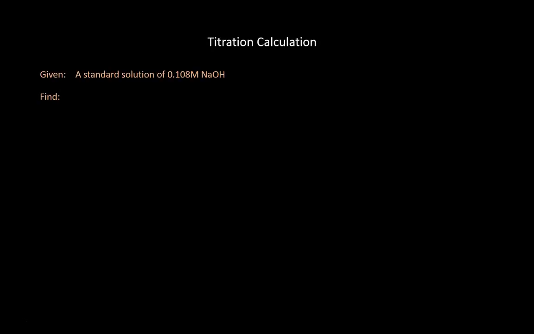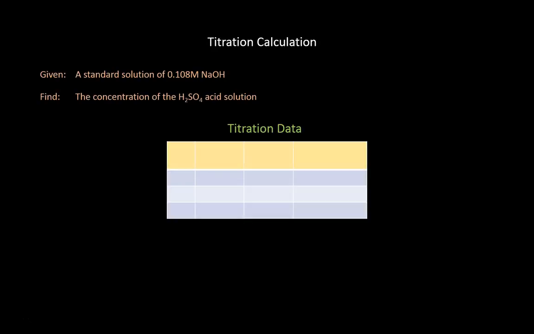Given a standard solution of 0.108 molar sodium hydroxide, find the concentration of the sulfuric acid solution. We set up a table of titration data with these headings. Trial, 3 trials are generally done, the initial volume of the titrant, the final volume, and the volume that was actually used, which is the difference between final and initial. Here are the 3 trials. Here is the data from the first trial that we've just seen.